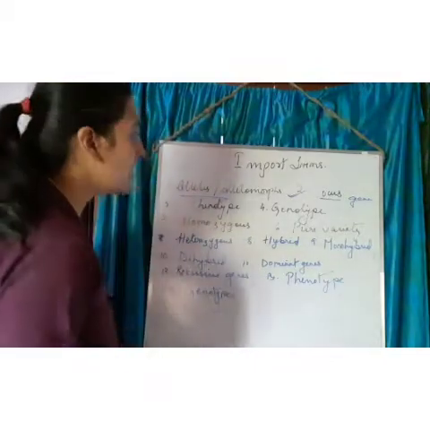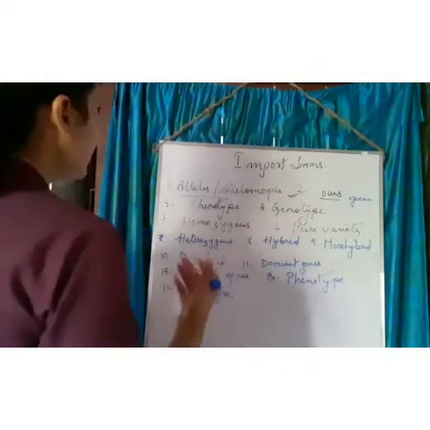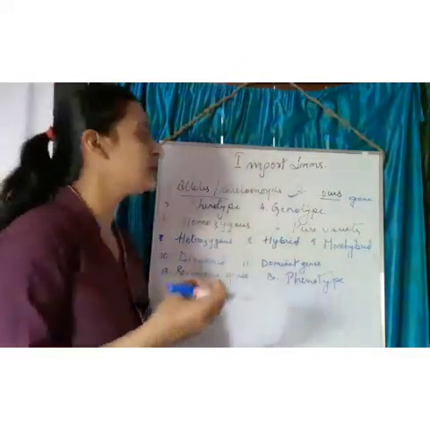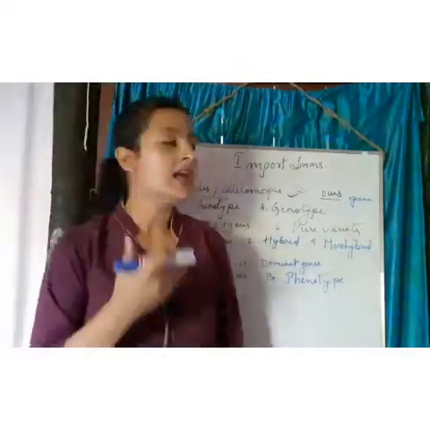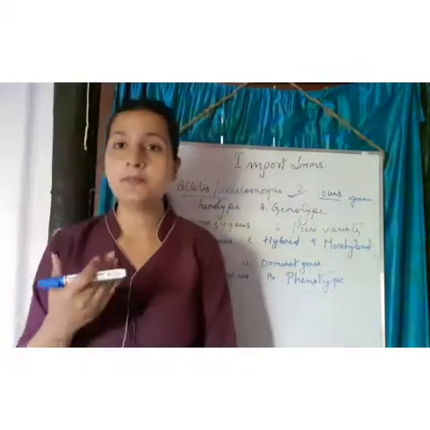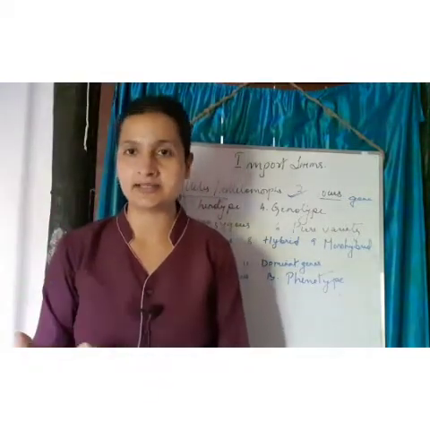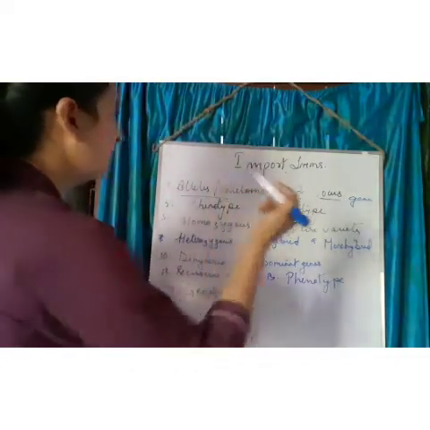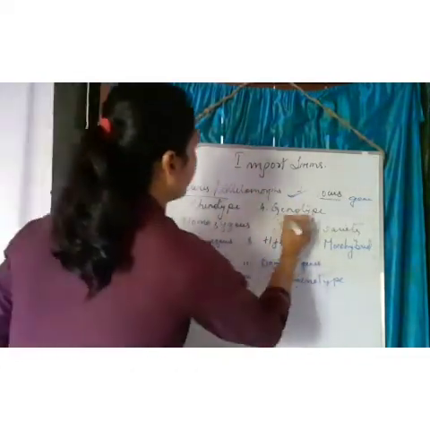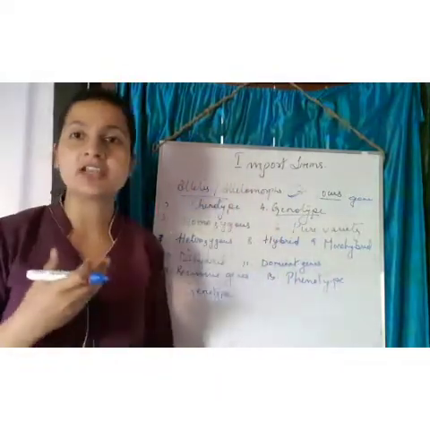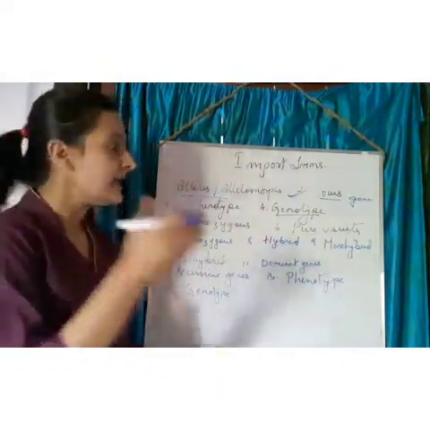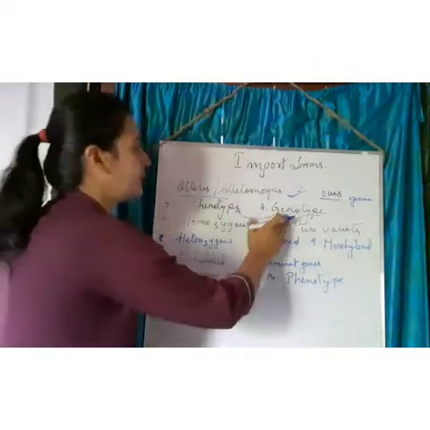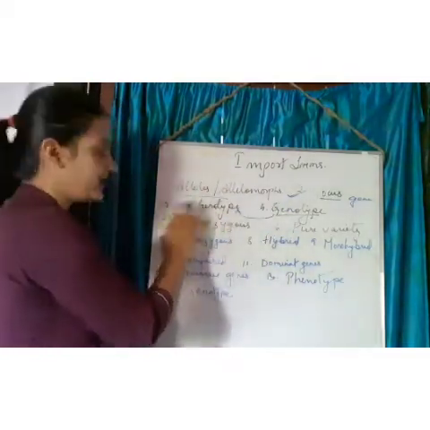Now what is genotype? Genotype means the genetic constitution of an individual. It is the genetic makeup. Genotype means the genetic makeup of an organism. I hope this is clear to you. And this is responsible for phenotype. The genotype, the genetic makeup, the genetic constitution, the genes, is responsible for the phenotype. Because of genotype, phenotype is expressed.